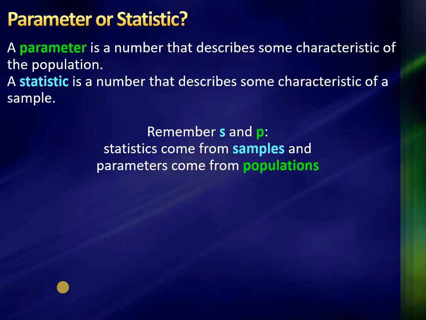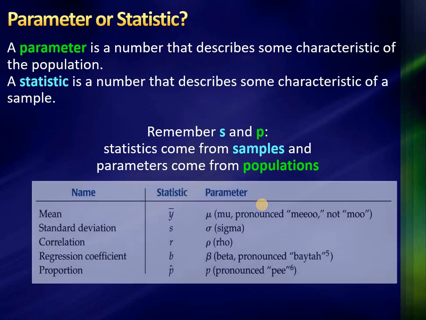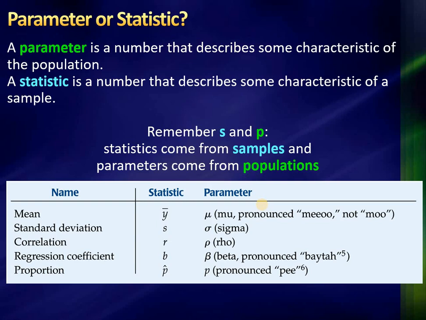Whereas a statistic is what describes it for your sample. And we had S's and P's, so sample, statistics, population, parameter. You want to remember that. You also want to remember this table. You remember seeing this table?